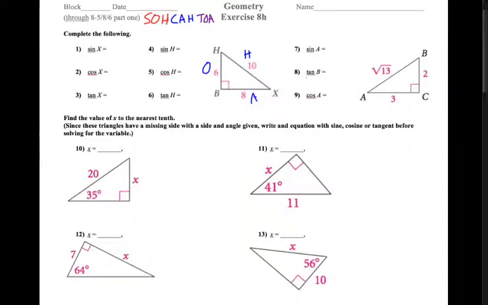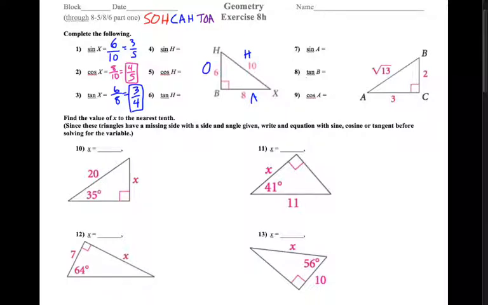So sine of x is opposite over hypotenuse, that's 6 over 10. Okay, and then we simplify from there and get 3 over 5. Cosine is adjacent over hypotenuse. Adjacent according to x is 8 over 10, which then simplifies. Tangent, opposite over adjacent, that's 6 over 8, which then simplifies to 3 over 4.